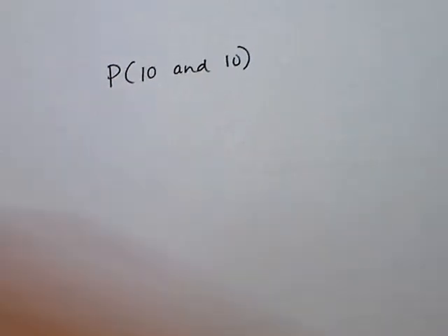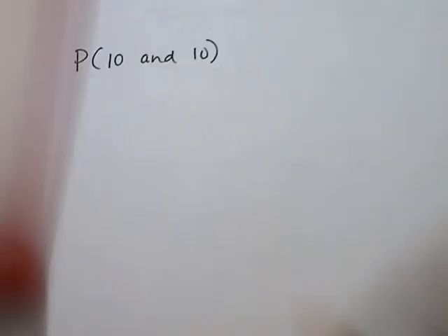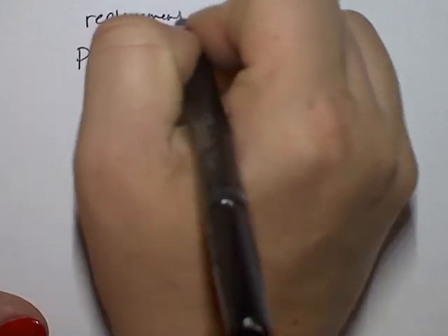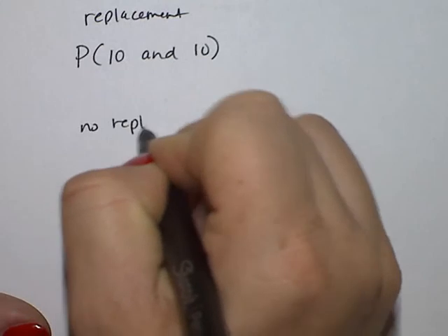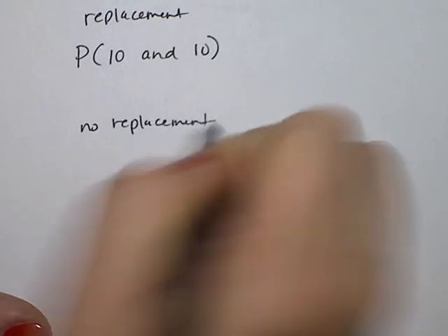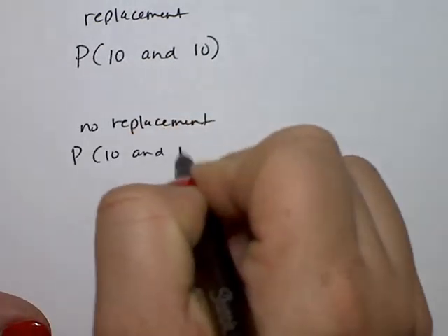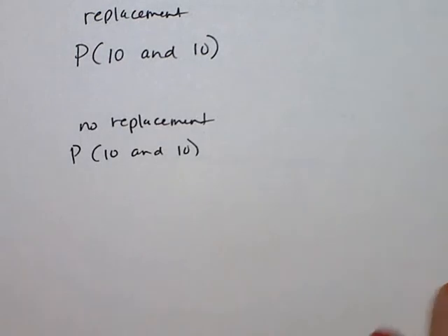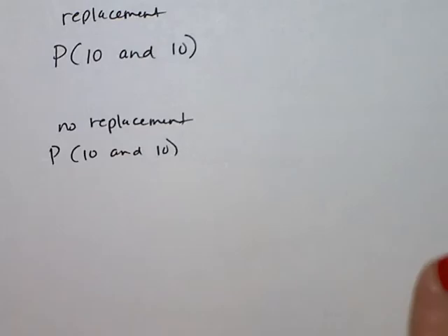Okay, so let's label these. Let's do replacement first and no replacement second. And then after we do the math, we'll make a statement on which option gives us a better chance of getting a 10 and then a 10 again. Let's do replacement. So with replacement and statements, how do we do and statements?